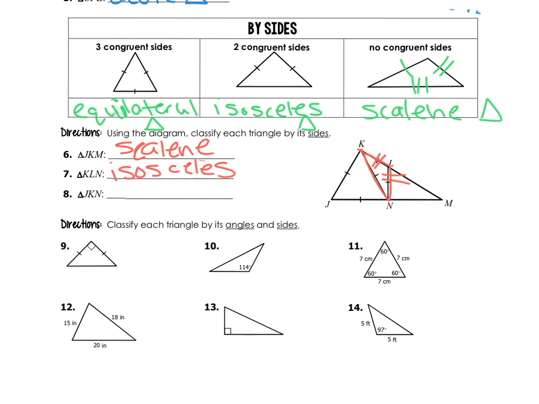And now let's take a look at triangle JKN. So I'll outline that here in blue. JKN. And I see all of them have the same tick mark, which indicates that this is going to be equilateral. They're all congruent. So this is an equilateral triangle.